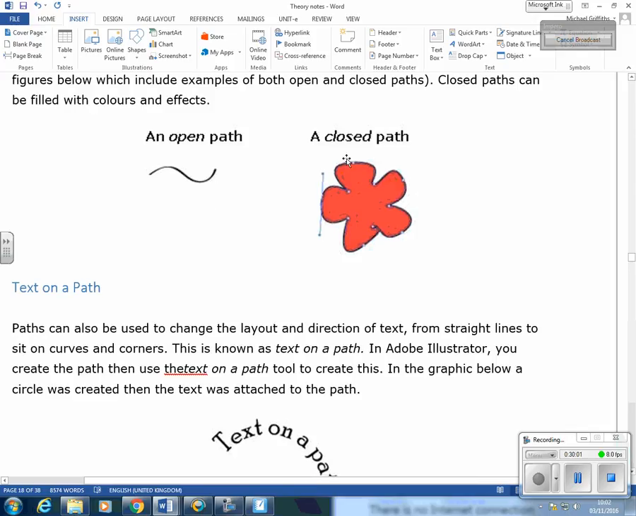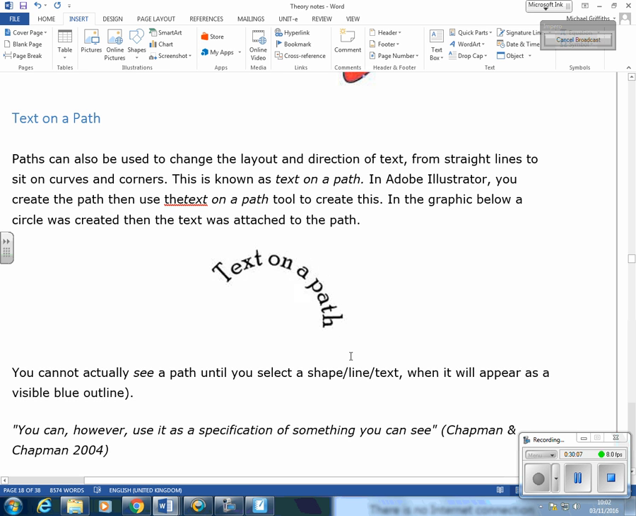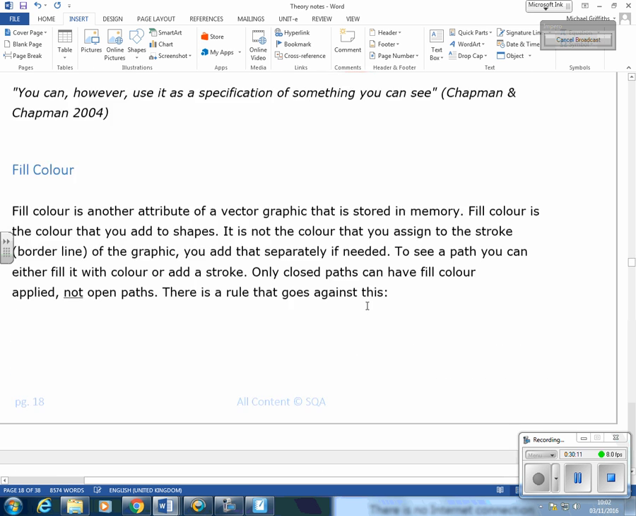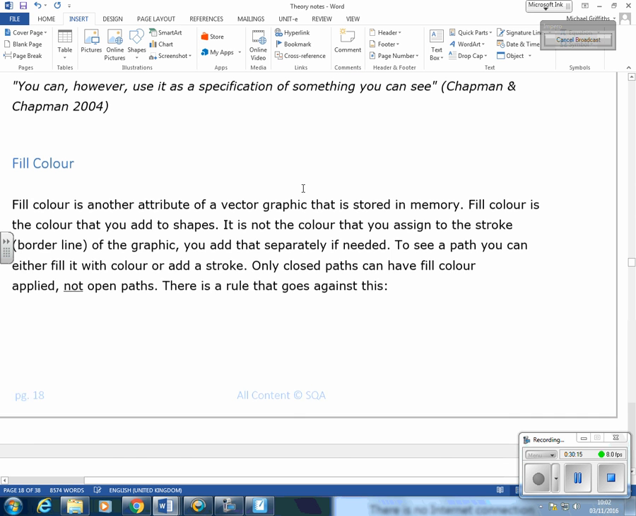There's an open path, just a line, and a closed path. You can fill it in, colour it in with a paint bucket type thing. Text on a path, well, you can see there's text on a path, right? Don't need to explain that anymore. And fill colour is the colour that you use to fill in your vector graphic.